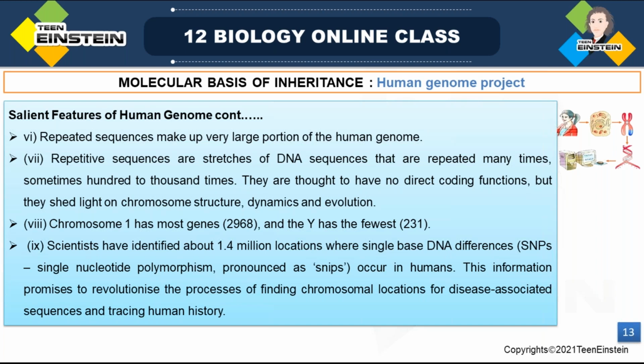A very large portion of the human genome is covered by repeated sequences. These repeated sequences are DNA sequences that are repeated several times. Some repetitive sequences are present in the human genome, repeated many times, and they cover most of the major portion of the genome. Sometimes they are repeated hundreds or even 1,000 times.